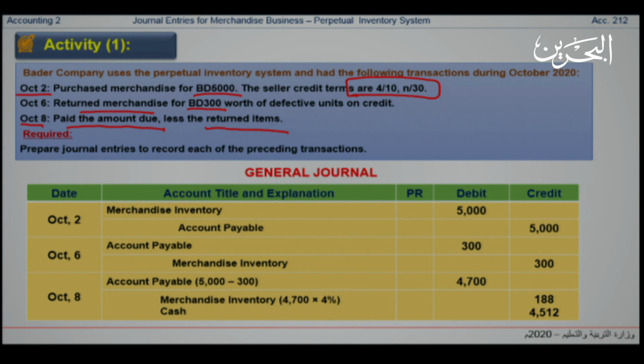For the first transaction on October 2nd, I purchased merchandise, so the merchandise for me will increase by the amount that I purchased, 5,000. Did I pay for this purchase? No, I didn't pay for it because the term mentioned that the purchase was on credit. So the liability of my company will increase, the account payable will increase also by 5,000 on the credit side.